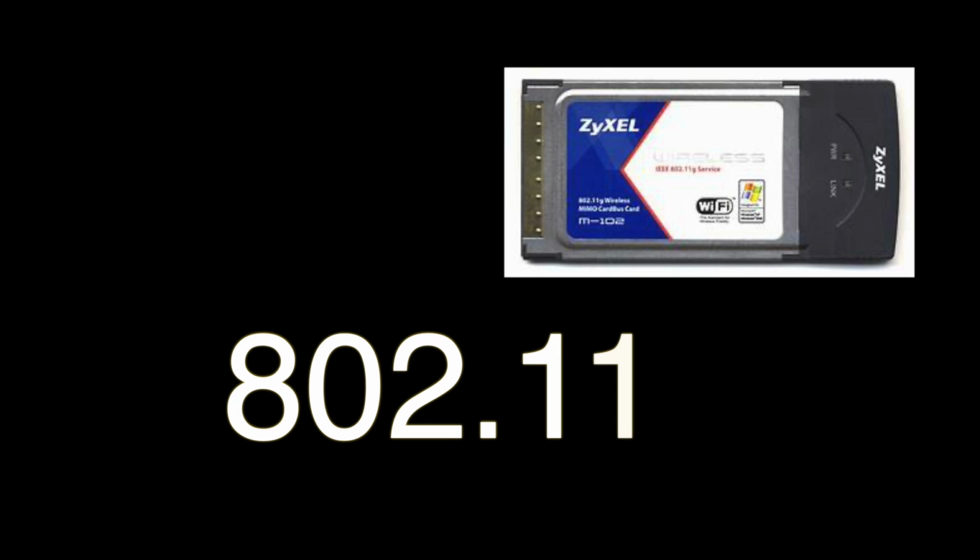802.11g is an amendment to 802.11 that operates in the 2.4 GHz microwave band. The standard extended throughput to up to 54 megabits using the same 20 megahertz bandwidth as 802.11b uses to achieve 11 megabits.